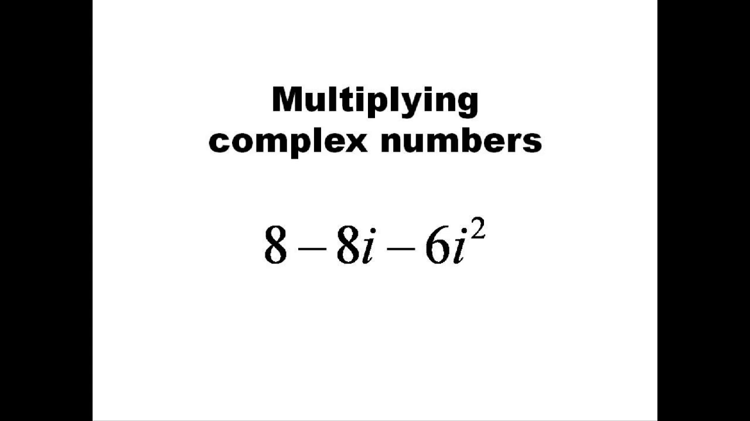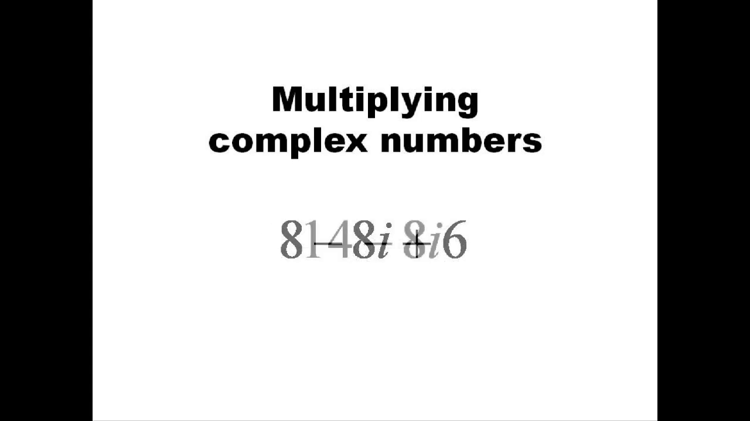4i minus 12i is -8i, but also remember that i squared equals -1. That means we'll have a plus 6 at the end of our expression. Combine that with the 8 to get 14 minus 8i.